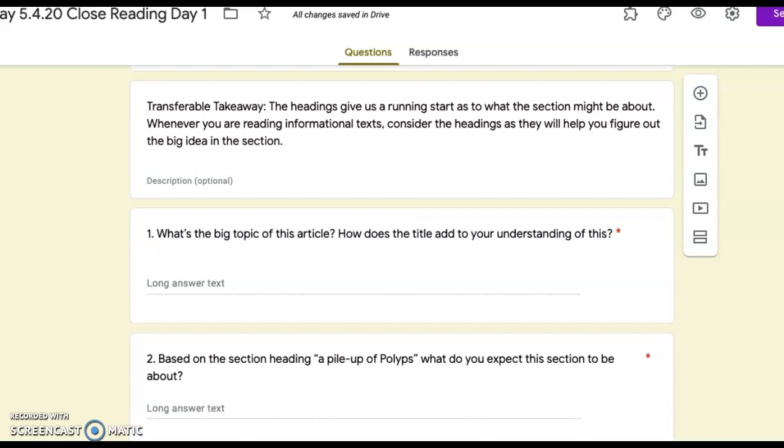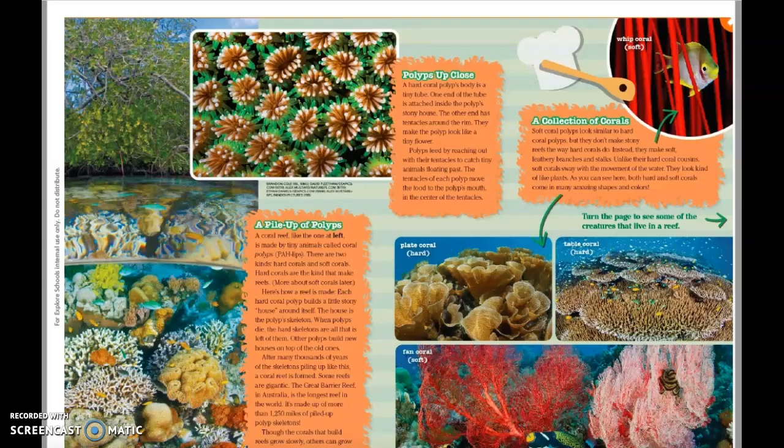Alright, welcome back. I'm excited to learn more about these coral reefs. As we read the second page, keep that transferable takeaway around headings giving us a running start to what this section will be about in mind.